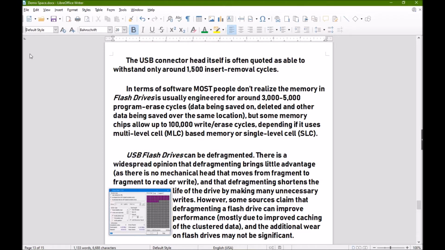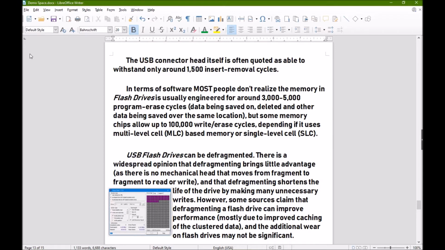In terms of software, most people don't realize the memory in flash drives is usually engineered for around 3,000 to 5,000 program erase cycles. That means data being saved on, deleted, and other data being saved over the same location. But some memory chips allow up to 100,000 write and erase cycles, depending if it uses multi-cell or single-cell based memory.